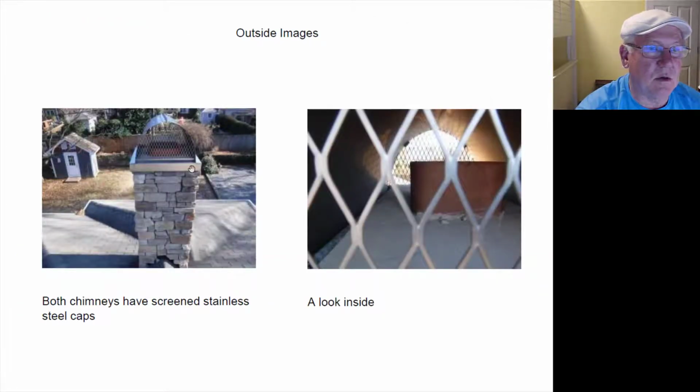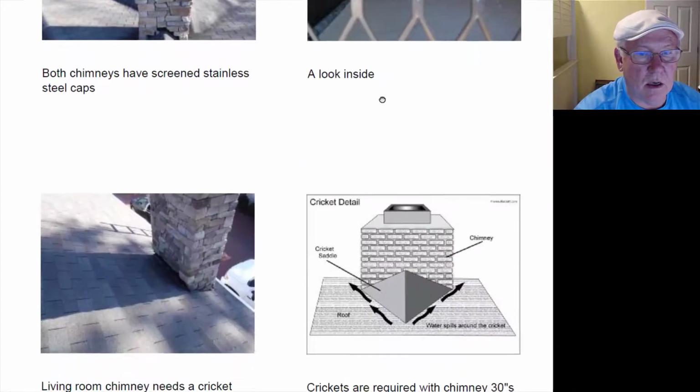Let's go up on top. So both the chimneys have nice stainless steel caps on them, keeping the rain, the birds, the squirrels out. Look at this expanded metal. That's what we call this heavy stainless steel screen, expanded metal. It's just beautiful up there. And so is this stonework, by the way.